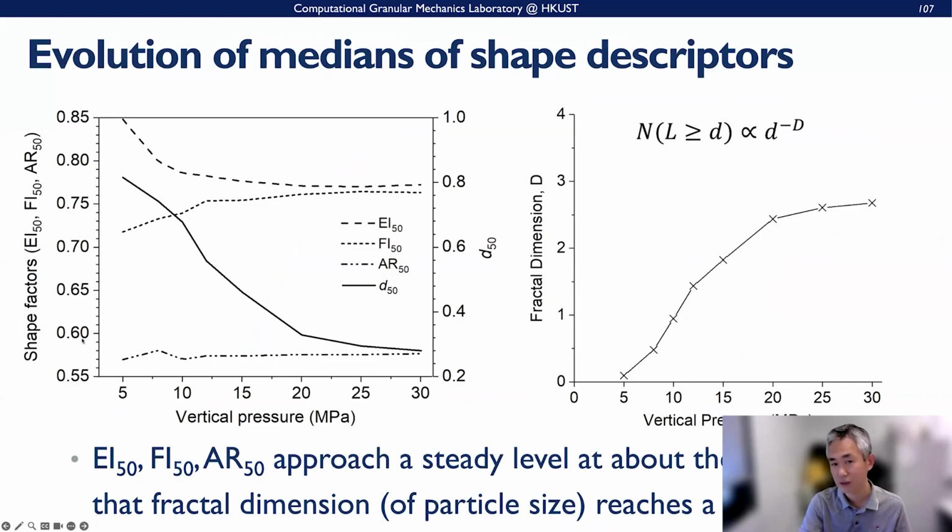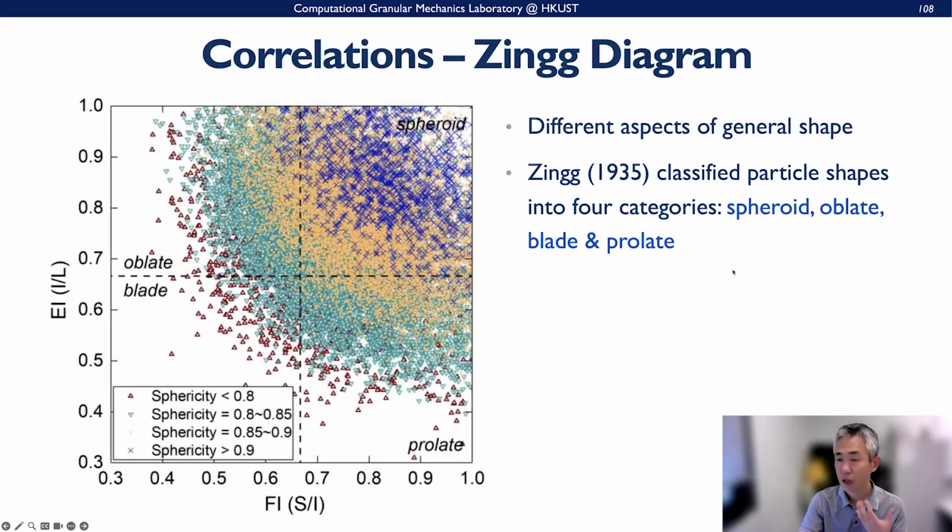So this is one suggestion: if someone wants to study the shape factor evolutions, because they have a strong correlation, then this one can be used as one of the variables here. And also we can plot all these shapes and develop them into this Zingg diagram. The Zingg diagram is used to describe the elongation with this flatness here.